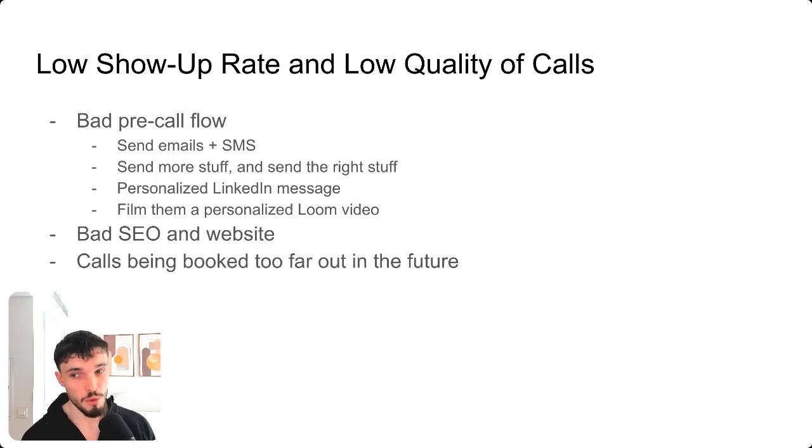So if you have problems with show up rate and you have low quality of calls because prospects show up unprepared and they don't know anything about your company when they show up to the call, these are things that can fix that issue. And again, I'm going to mention this here on this slide too, like bad SEO on website, because they will check this stuff, or most people will check this stuff before they show up on the call. And also another one is calls being booked too far out into the future. So put a restriction that they can only book like 2 to 3 days away from the booking date and not any further, because they're going to forget about you.